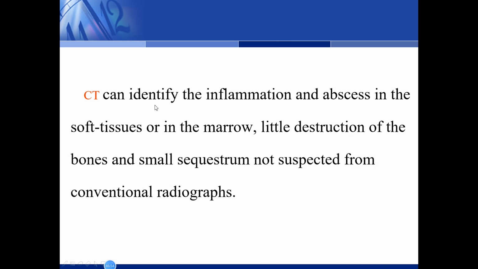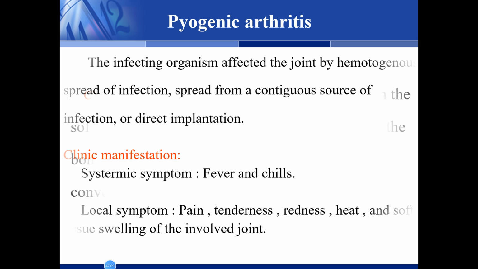CT can identify the inflammation and abscess in the soft tissue or in the marrow, and little destruction of the bone and small sequestra not suspected from conventional radiographs.